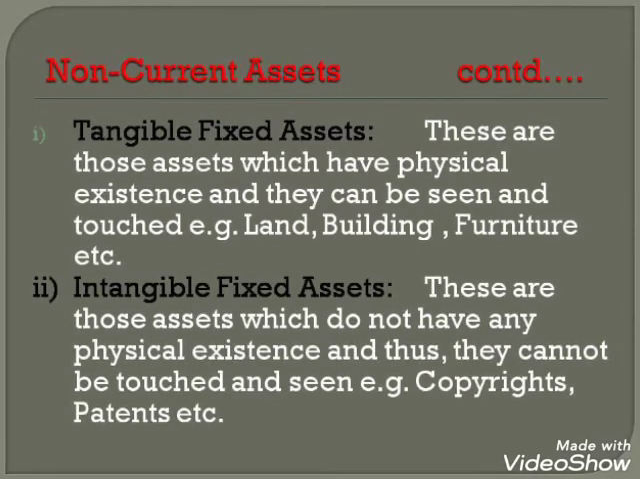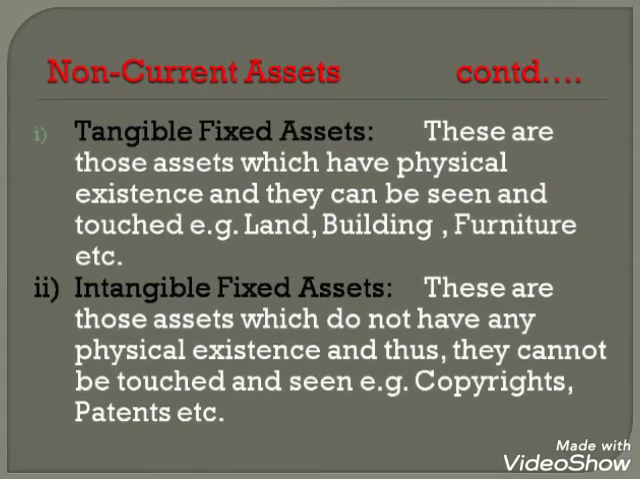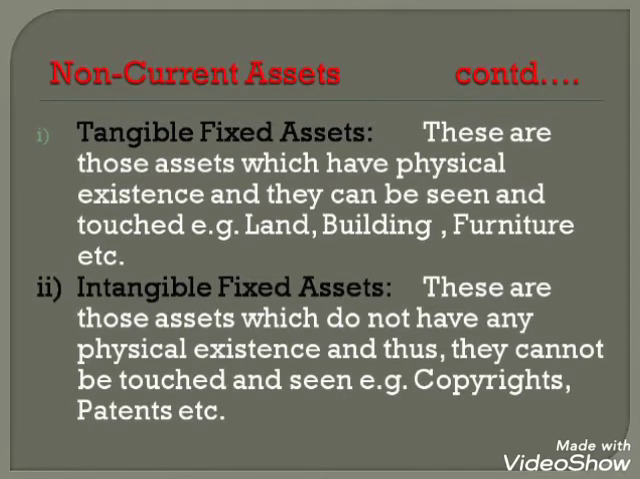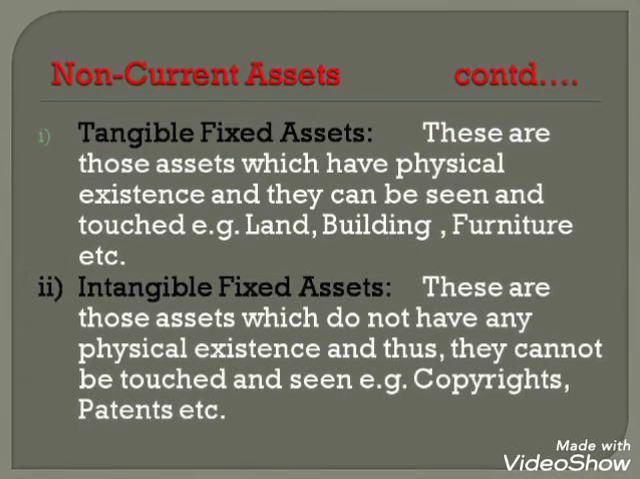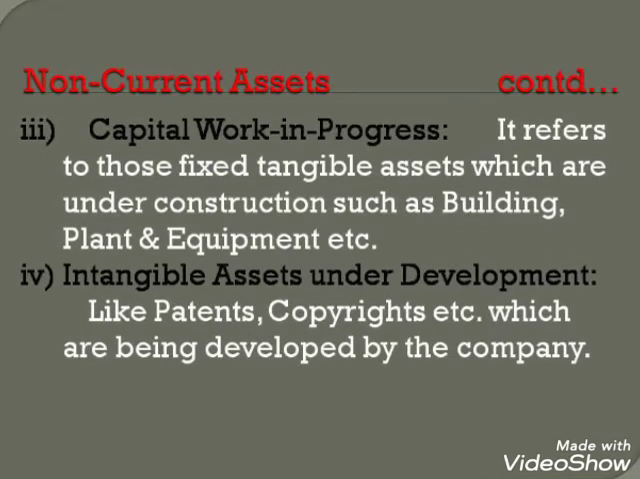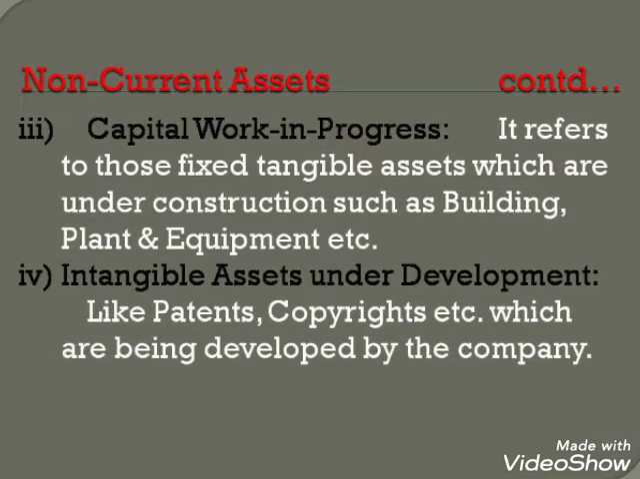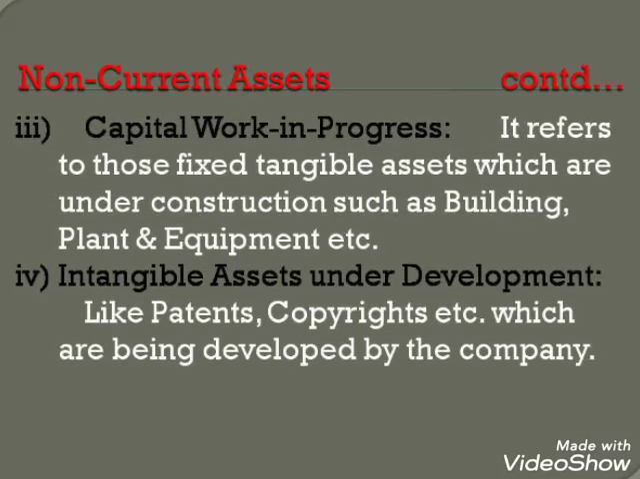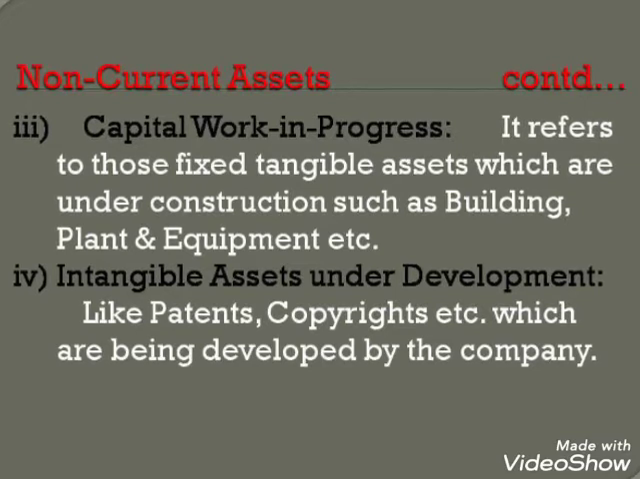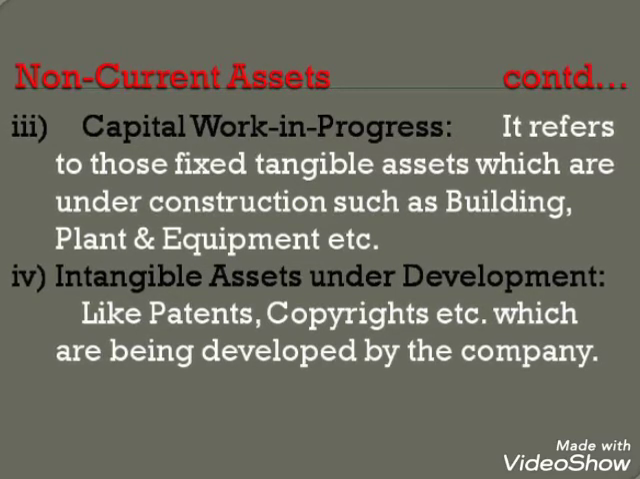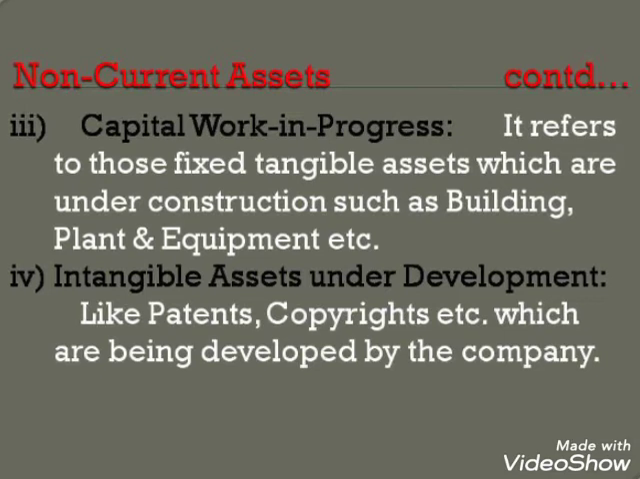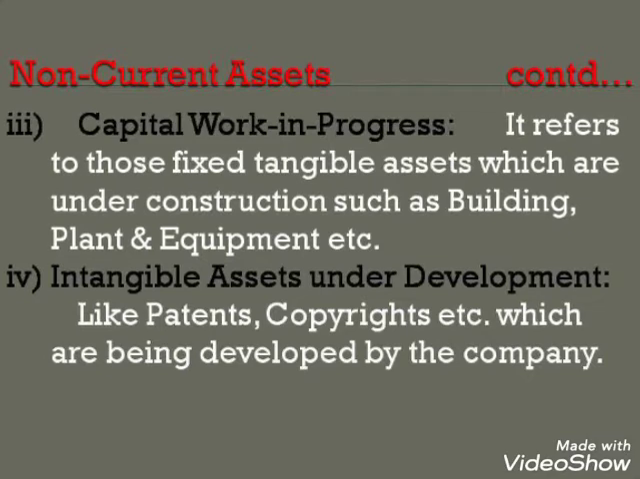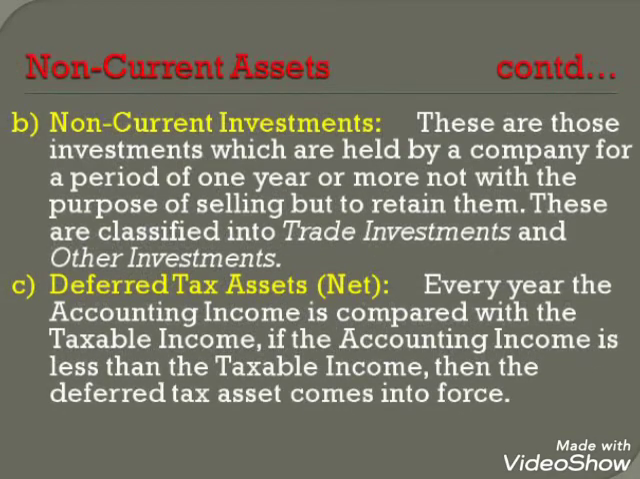Intangible fixed assets. These are those assets which do not have any physical existence and thus they cannot be touched and seen, for example, copyrights, etc. Capital work in progress refers to those fixed tangible assets which are under construction, such as building, plant and equipment, etc. And intangible assets under development includes patents, copyrights, etc., which are being developed by the company.